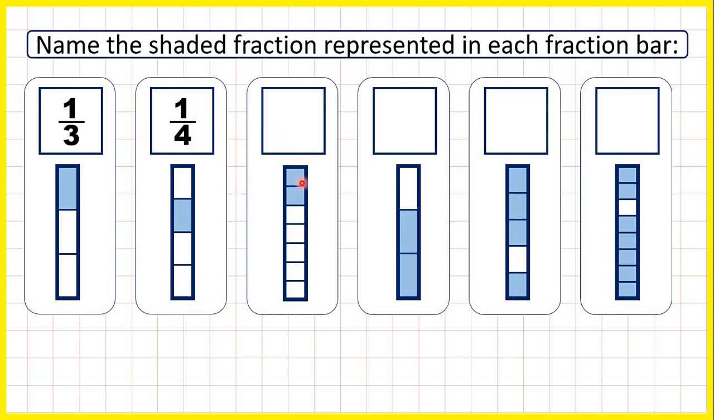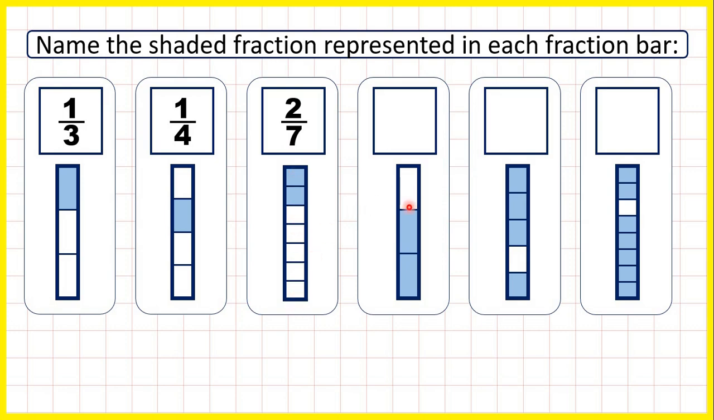Now for this fraction bar, we have two parts shaded, and we have 1, 2, 3, 4, 5, 6, 7 parts altogether. So that's 2 over 7, or 2/7, because two parts are shaded and we have 7 equal parts altogether.